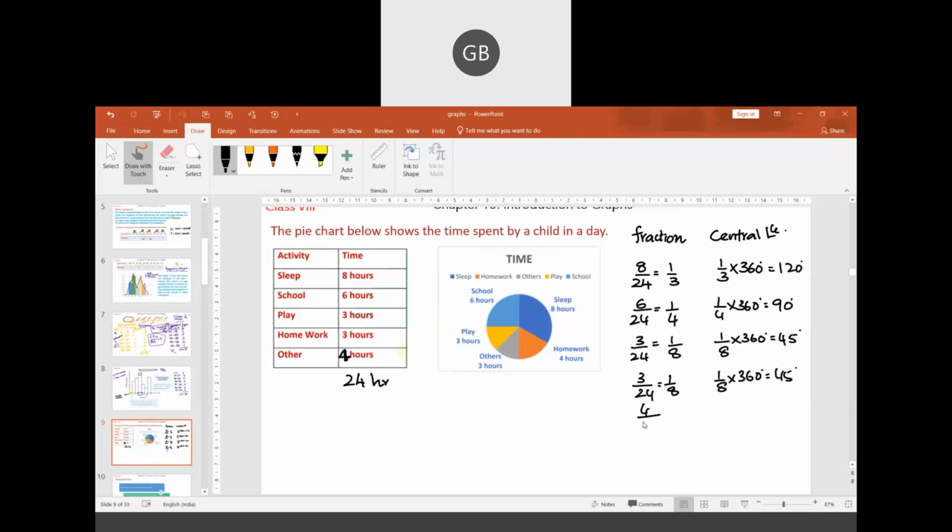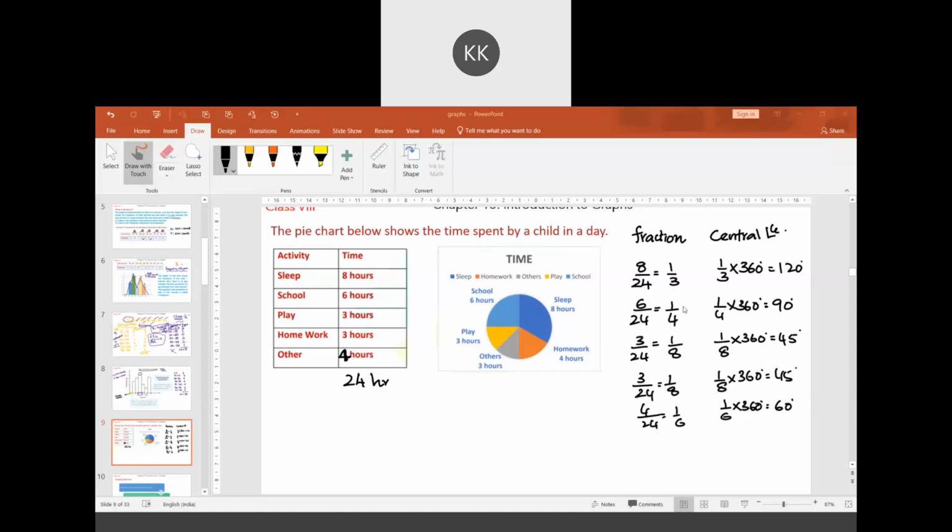So the last one, 4 by 24, is 1 upon 6, which is 60 degrees. It's easy to mark these angles using a protractor, no?